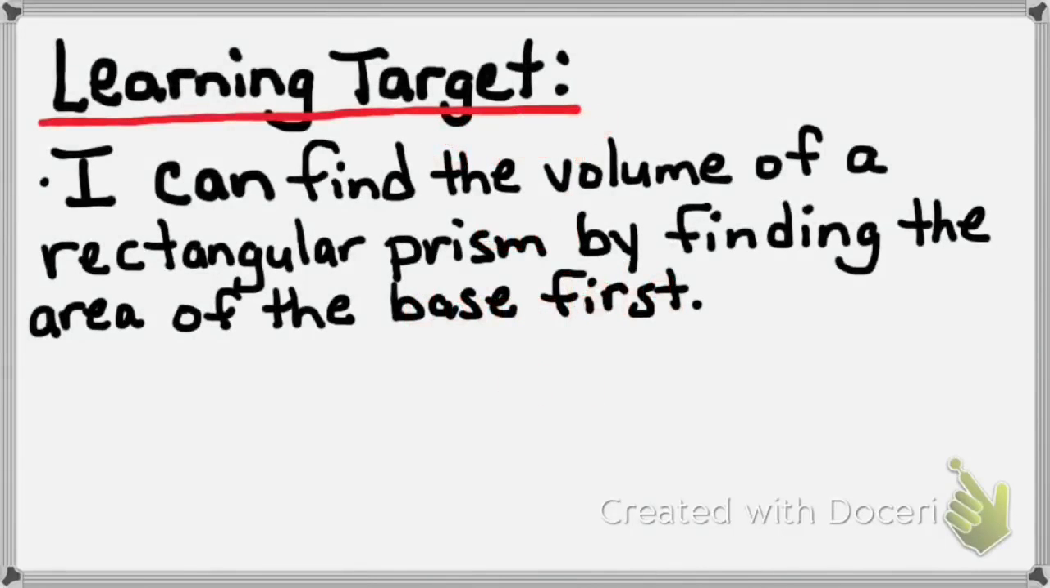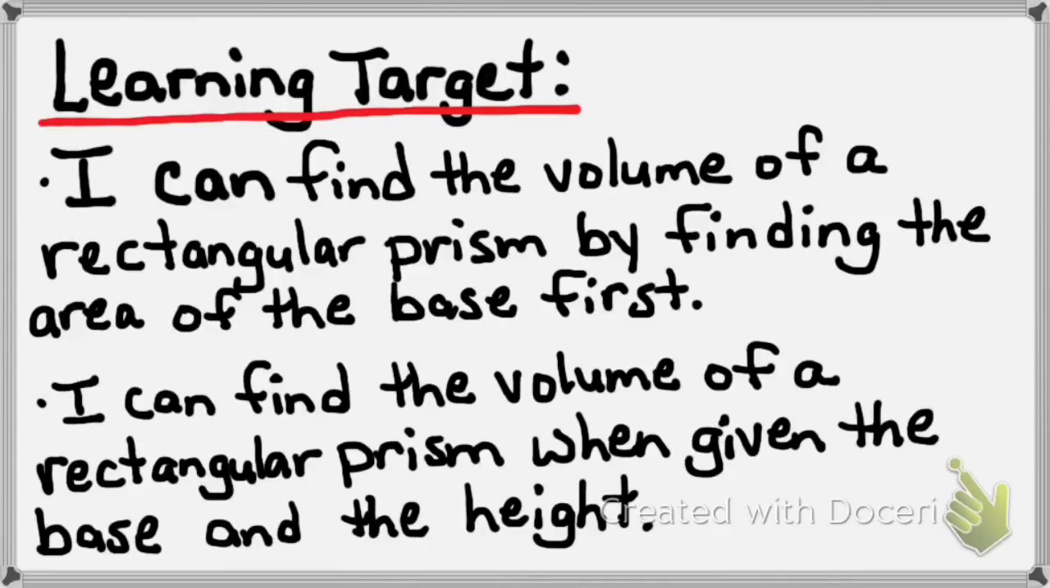Hopefully by now you can confidently say, I can find the volume of a rectangular prism by finding the area of the base first. So that would be doing length times width to get the area of the base and multiplying that answer times height. And hopefully by now you can also confidently say, I can find the volume of a rectangular prism when given the base and the height. So if they give you the base, you just need to multiply that by the height. Sometimes they may give you the base, but they call it the area. So if they give you the area of one side, you need to multiply that times the height.